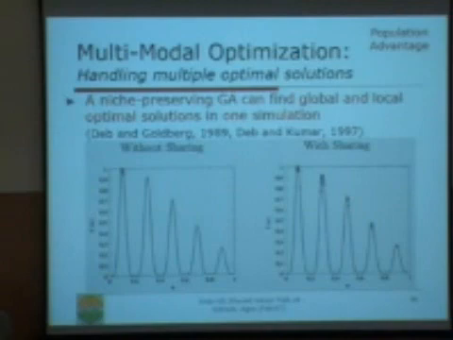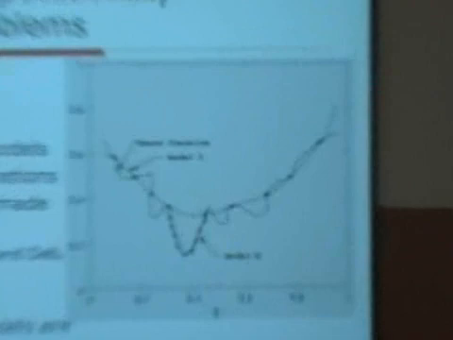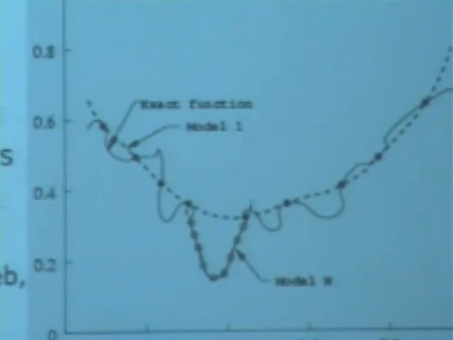If you have to use a classical method, every time you can find only one of them, and there could be some repetition, so you may have to end up spending more than 5 times to get all these 5 optima. When you are dealing with expensive problems, meta-modeling is one way to do it. Well, you have to take help of all the technologies that are available, hardware, software, as I said.